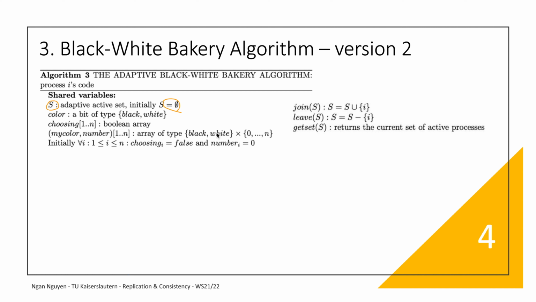Together with the set S, we also introduce three operations, namely join S, leave S, and get set S. For join S, we add the ID of the executing process to set S. For leave S, we remove the ID of the executing process from set S. And for get set S, we return the current set of active processes. The basic idea here is to use the active set object in order to identify the active processes and then to ignore the other processes.